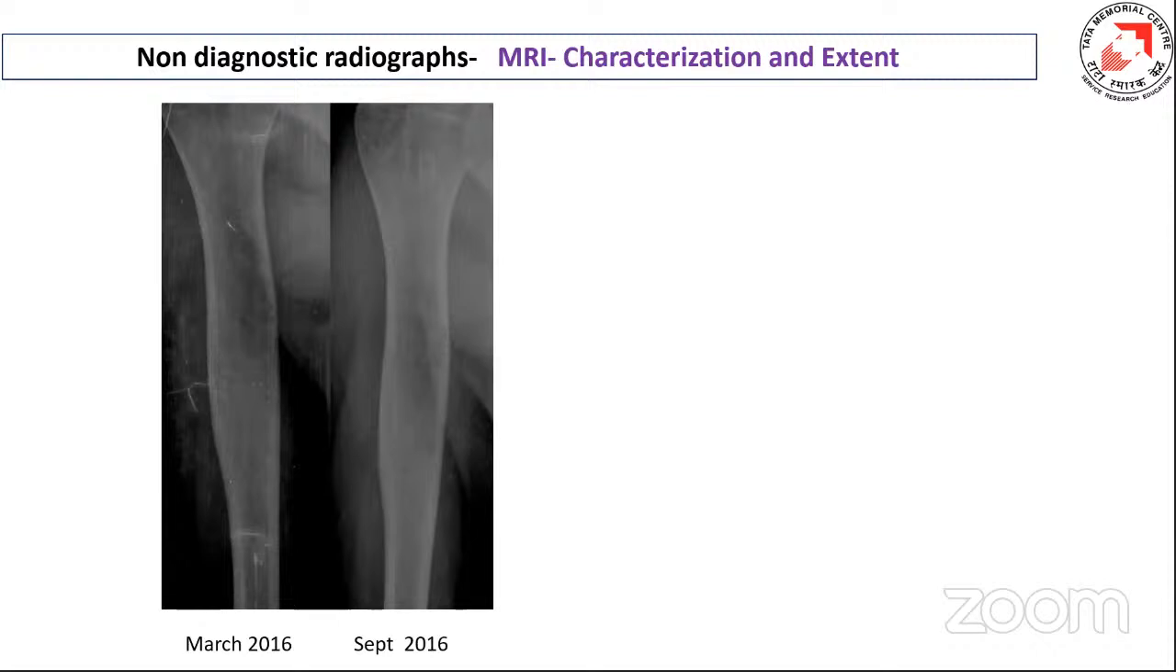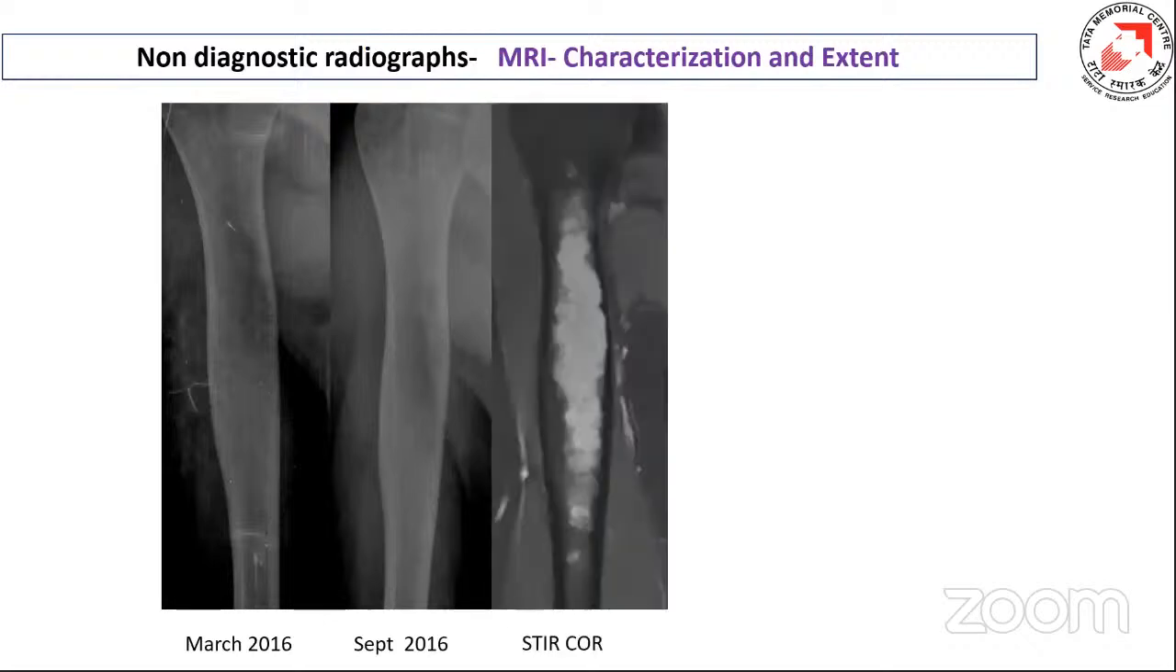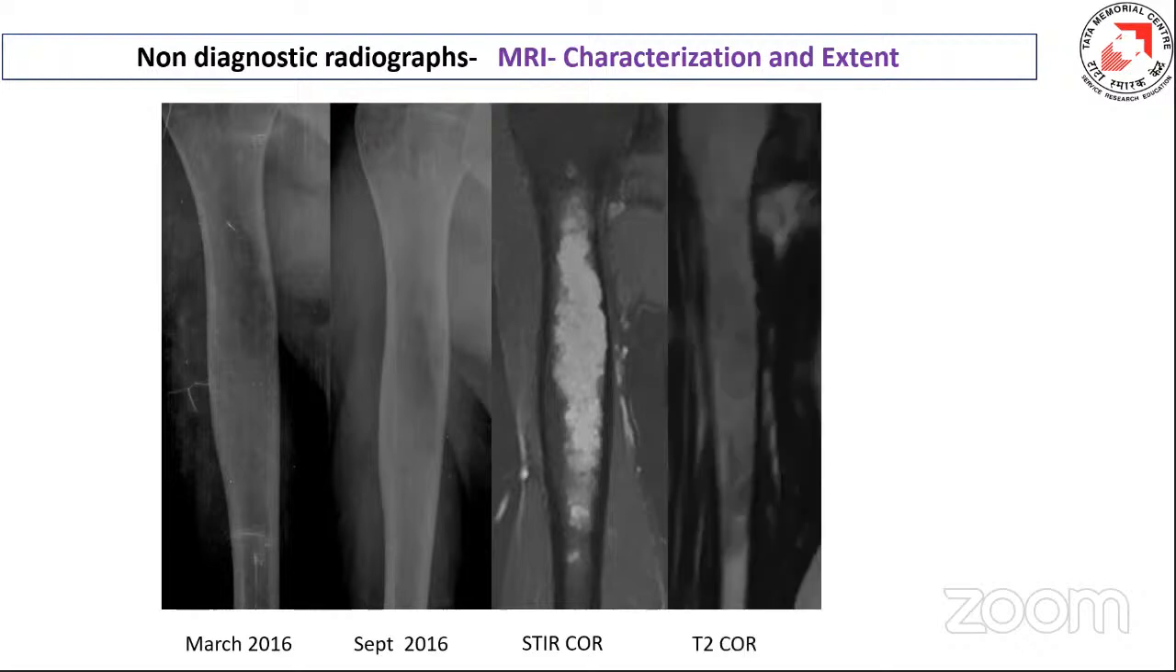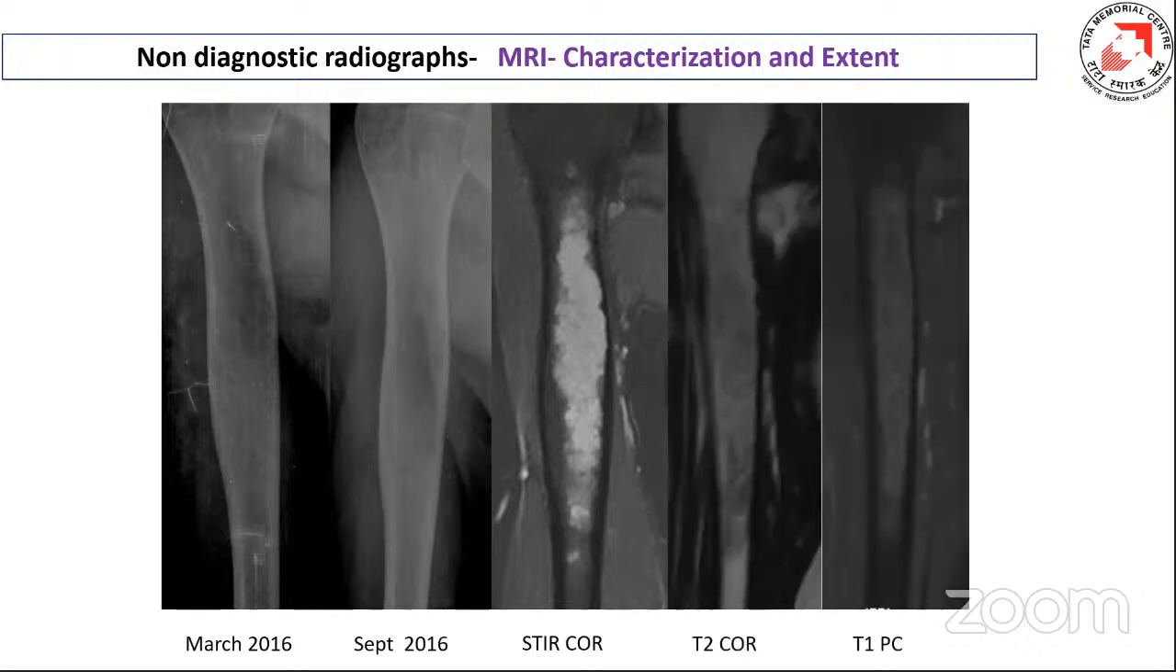So typically we can have non-diagnostic radiographs where MR might help in picking up the lesion. It will characterize the lesion and it will also tell about the extent of the lesion. So you will see that there is a radiograph here in March 2016, where there is a subtle metaphyseal widening. Apart from that, there is no abnormality. It has been picked up just as an incidental finding. Next slide, please. And we can see that it gives a hyperintense signal. And next slide, please.